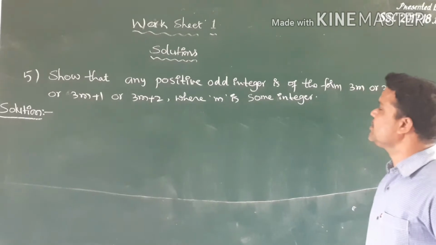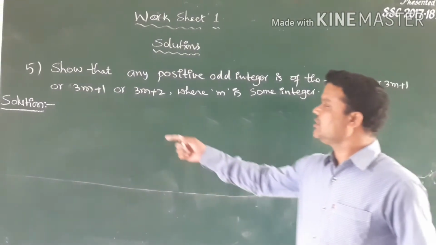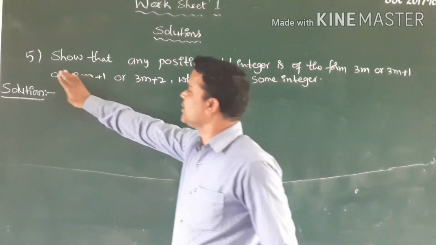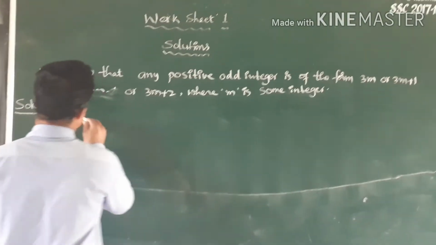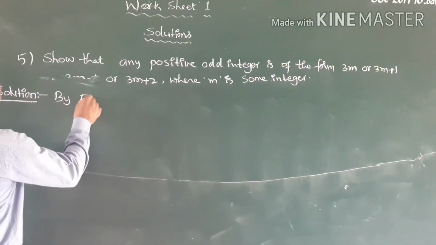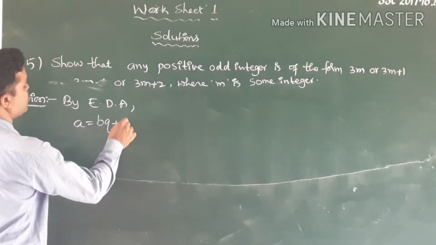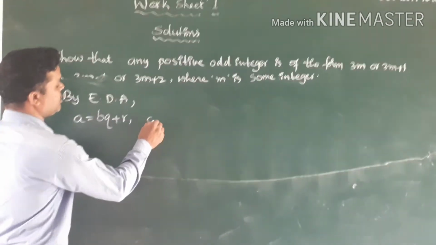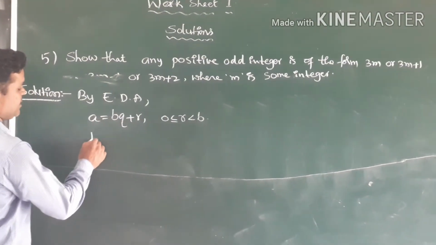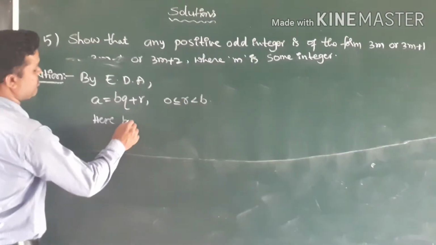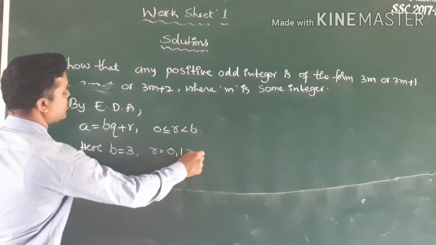Show that any positive odd integer is of the form 3m or 3m plus 1 or 3m plus 2, where m is some integer. So by Euclid division algorithm, we have a is equal to bq plus r, where 0 is less than or equal to r, r is less than b. Here, as per the question, b is equal to 3. Therefore r is equal to 0, 1, 2.